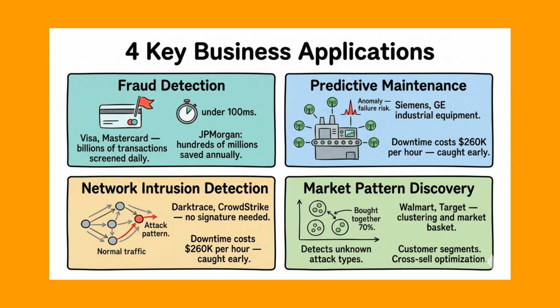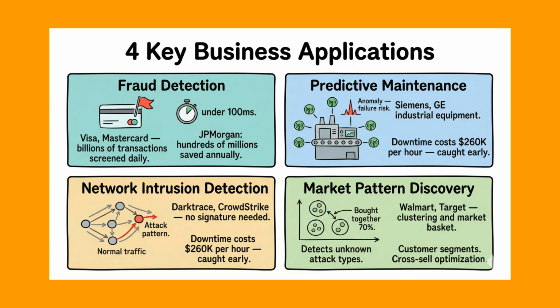Pattern 4 is one of the most widely deployed AI patterns because every industry has things to detect early and patterns to understand. The first major application is fraud detection. Visa and MasterCard process billions of transactions and use anomaly detection to flag suspicious activity in under 100 milliseconds per transaction. The model compares each transaction against the cardholder's historical behavior, location, device fingerprint, and spending velocity. JP Chase has reported saving hundreds of millions of dollars annually through ML-based fraud detection compared to rule-based systems.